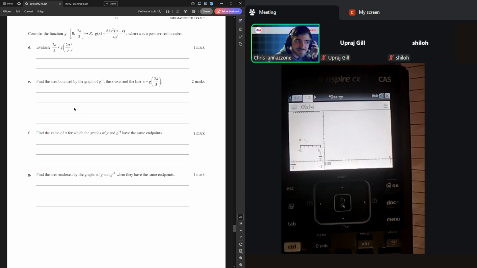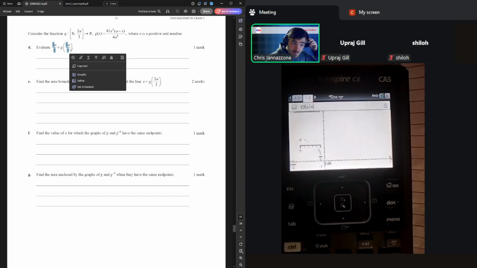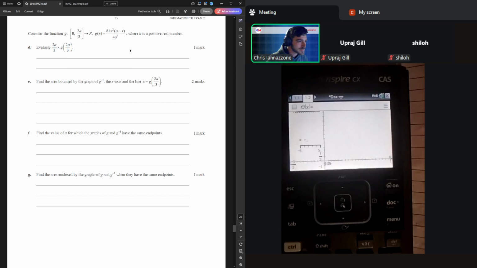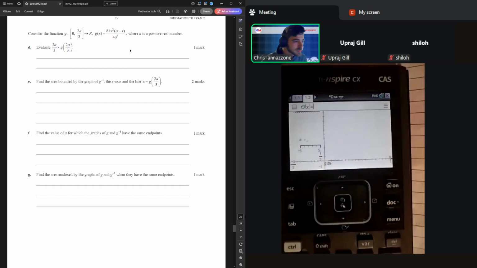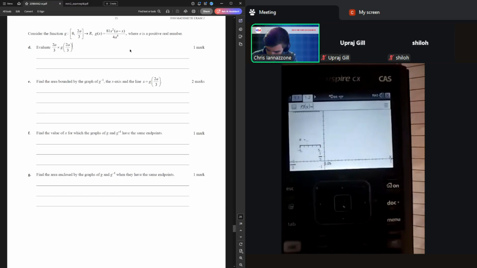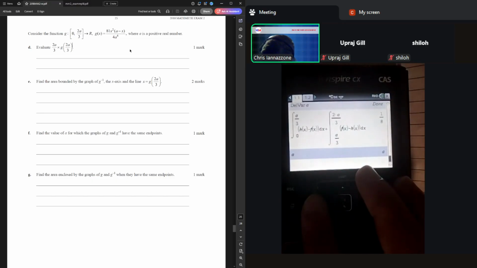Okay, here we go. New function G defined over a particular domain. Part D is basically nothing. You've got function G of X, evaluate what this is going to look like. It's literally just plug exactly that verbatim into the CAS. There's really not much to talk about for that one.